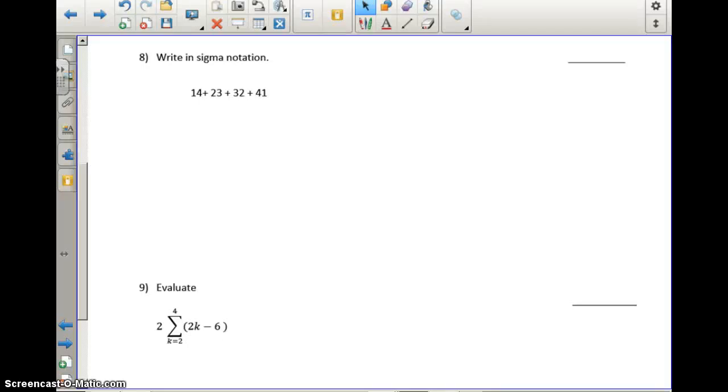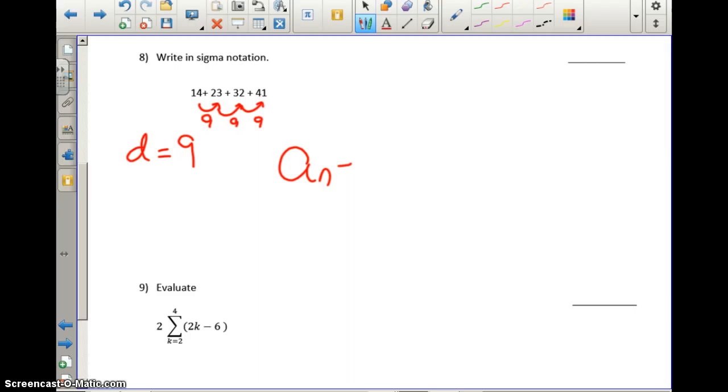Okay, so on the last problem, we ended on number 7, and now we're going to start with number 8. When you look at number 8, the difference between 14 and 23 is 9, and the difference between 23 and 32 is 9, and so on. So that makes the common difference of this series 9. Once you know the common difference, you can write the pattern. The pattern comes from that formula that you have to have memorized.